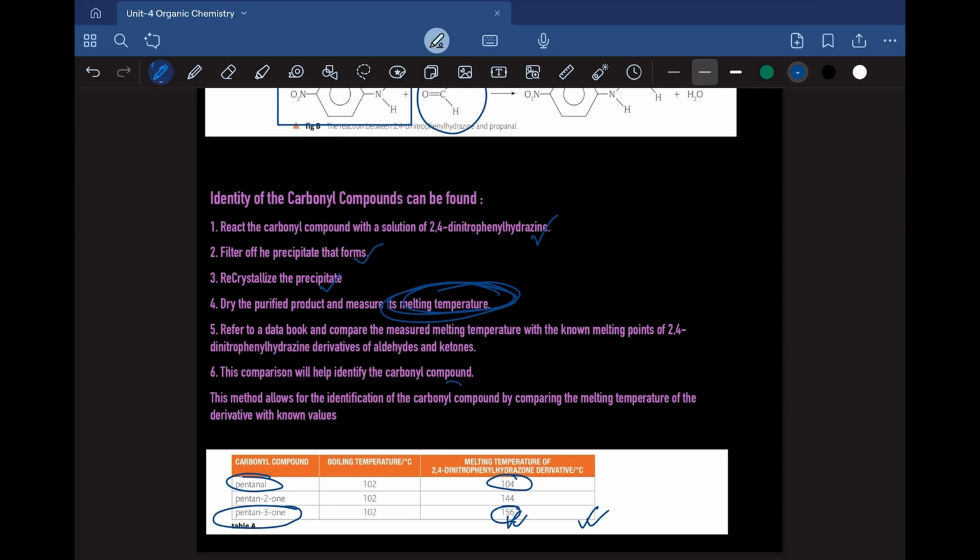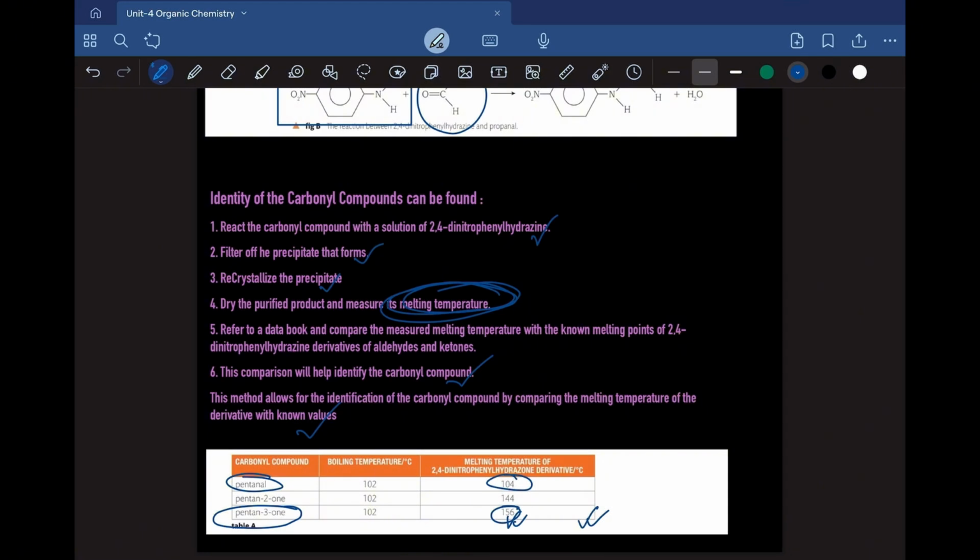This comparison will help identify the carbonyl compound. This method allows for the identification of the carbonyl compound by comparing the melting temperature of the derivatives with known values. So you are comparing with the known values to figure out whether it is actually a carbonyl compound or not. And if it is a carbonyl compound, you can also figure out which one it is. So this is a very easy way, right?